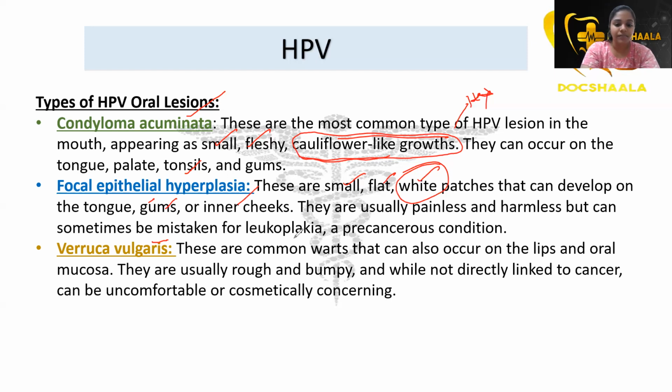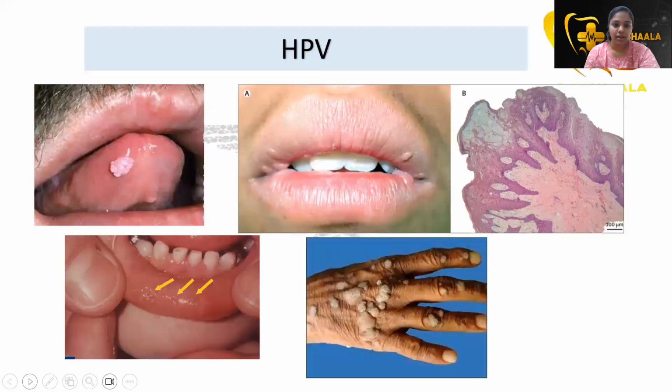Then verruca vulgaris, which is nothing but common warts. You know how warts look, right? They are clusters of small dot-like things. They are mostly rough and bumpy, and they are not directly linked to cancer, but they are uncomfortable and a cosmetic concern. They can occur on the lips and the oral mucosa also. So these are the important points around HPV lesions.